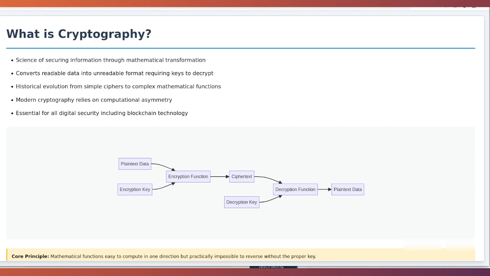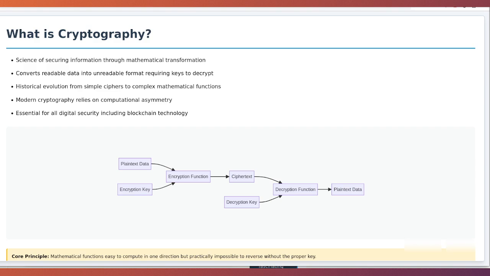Throughout history, humans have used cryptography to send secret messages, from Julius Caesar's simple letter-shifting cipher to the complex Enigma machine used in World War II. In the digital age, cryptography has become exponentially more sophisticated and essential. Every time you visit a secure website, send an encrypted message, or make an online payment, cryptography is working behind the scenes to protect your data.